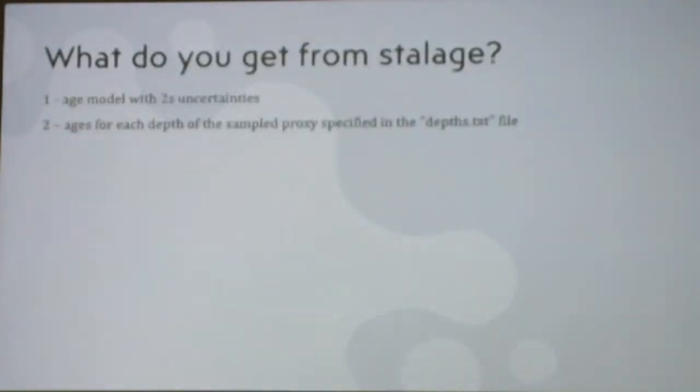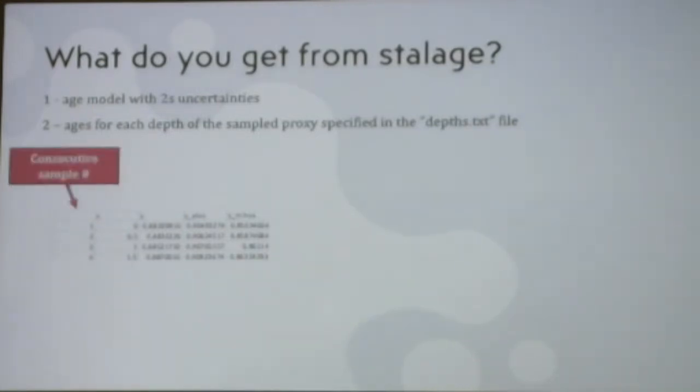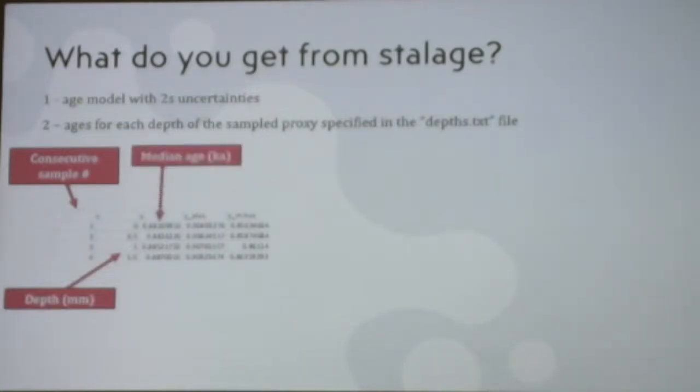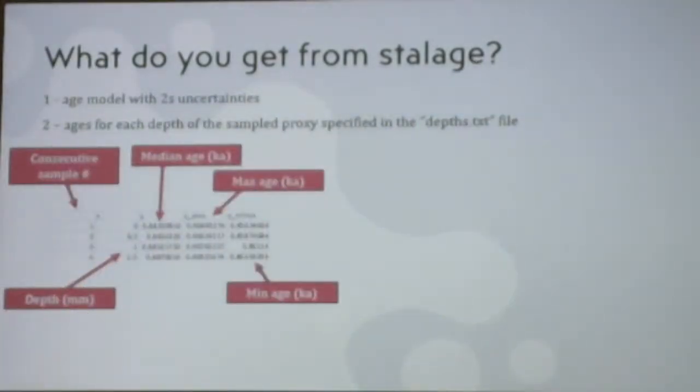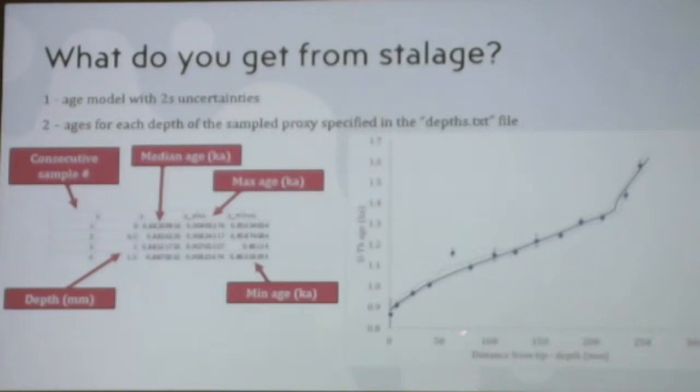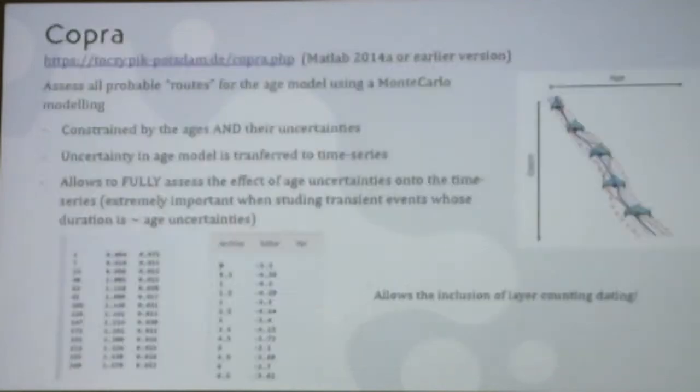And these are all the iterations that it is doing to calculate. And this is your age model. What do you get? You get a text file with an x, y plus, and y minus, the consecutive sample number, the depth of your proxy sample, the median age, the maximum age, the minimum age, and you can then have an age model. This is really an age model because it's giving you an age and an uncertainty for each sample point of your proxy.